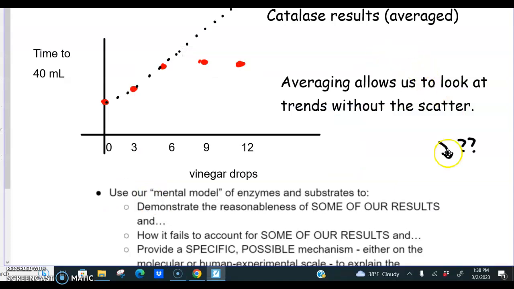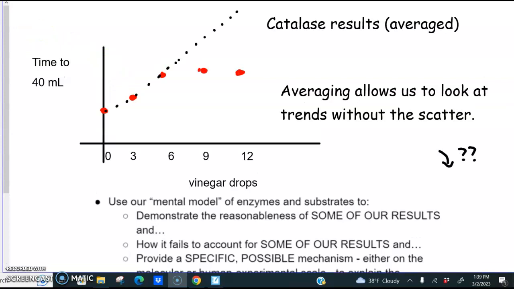Okay, let me just talk about the big question that students are trying to answer at the end of this whole thing. Sorry, my frame kind of moved on me here. If we take a look at the averaged data, you may have noticed this, but the red dots represent essentially what happened. There was an increase in the time from 0 to 3 to 6 drops of vinegar. And then for whatever reason, we didn't really get much of a change in time after that. From 6 to 9 to 12, the data seemed to flatten out unexpectedly, okay?